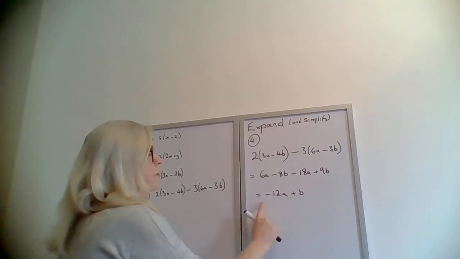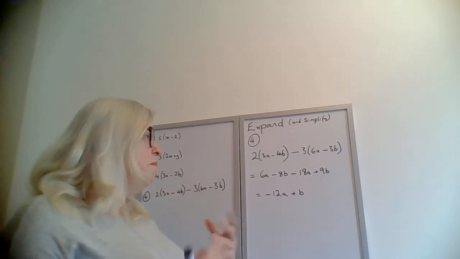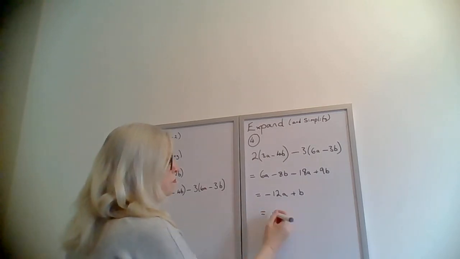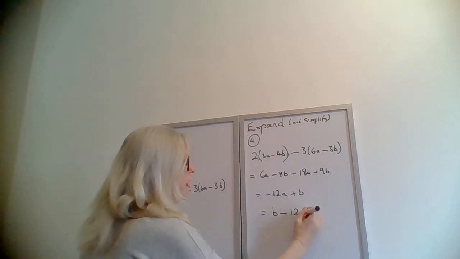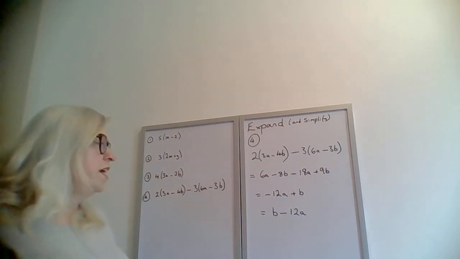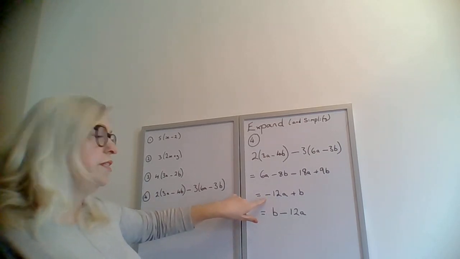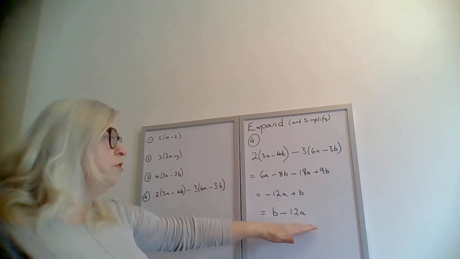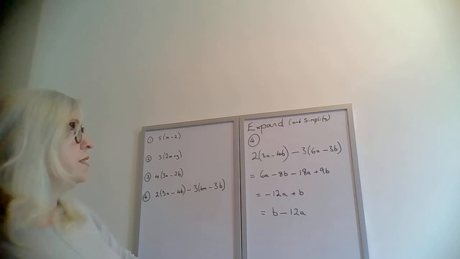Okay. So now we've got minus 12a plus b. That is actually our answer, but it looks a bit messy. So let's turn it round and put the plus b first. So we just put it as b, and then minus 12a. It just looks a bit neater than having a minus sign at the beginning. But that's a perfectly acceptable answer, and it depends what you're doing. You might want to keep it that way, or you might want to change it that way and make it a little bit neater. Right, I hope that makes sense.